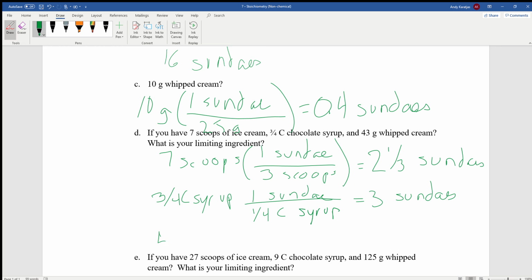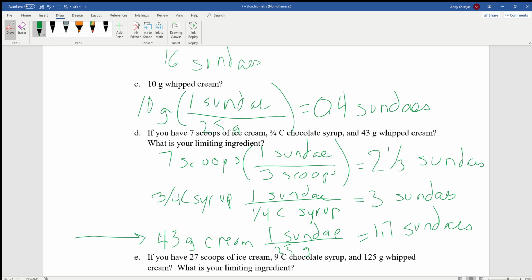And then finally we have 43 grams of whipped cream. We need 25 grams to make a sundae. And so that amount of whipped cream is enough to make a total of 1.7 sundaes. So what's our limiting ingredient? Well, our limiting ingredient is the one that's going to limit the amount of the final product that we can make. And the one here that's limiting that is the whipped cream.